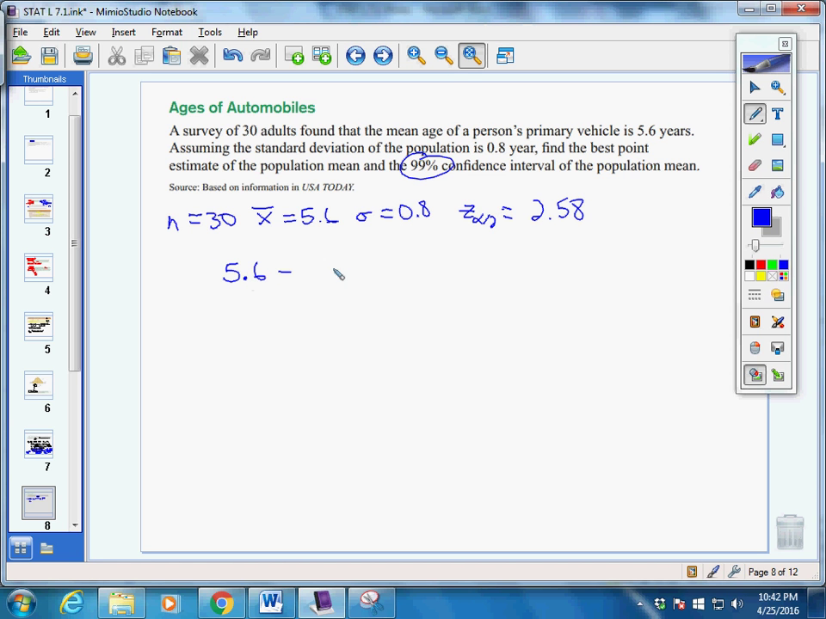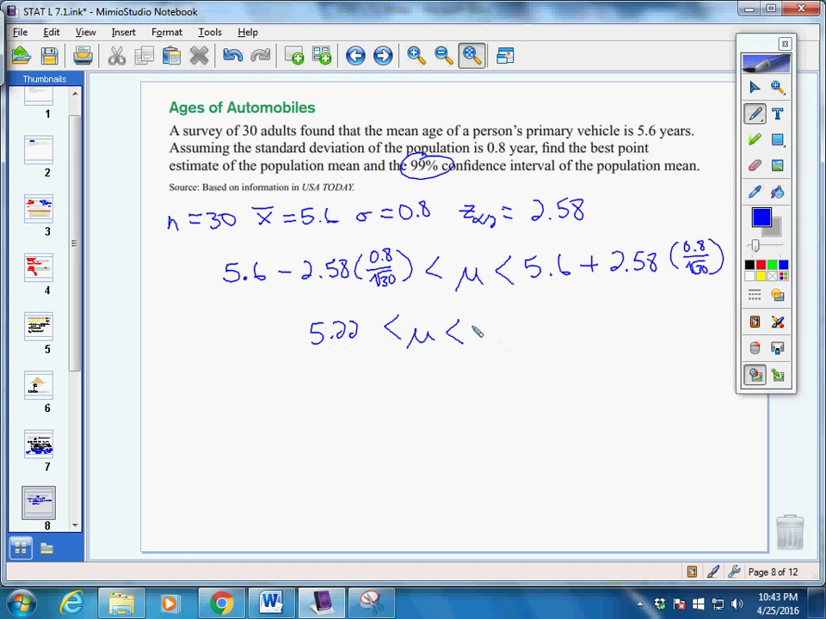Now, using that same formula, I'm not going to rewrite it, so look at it if you need to: 5.6 minus 2.58 times our standard deviation divided by the square root of our sample. And again, all we're doing is finding the interval that we can say with 99% confidence the mean of the population is going to fall between. You figure all this out, we get 5.22, which is less than the mean, which is less than 5.98.